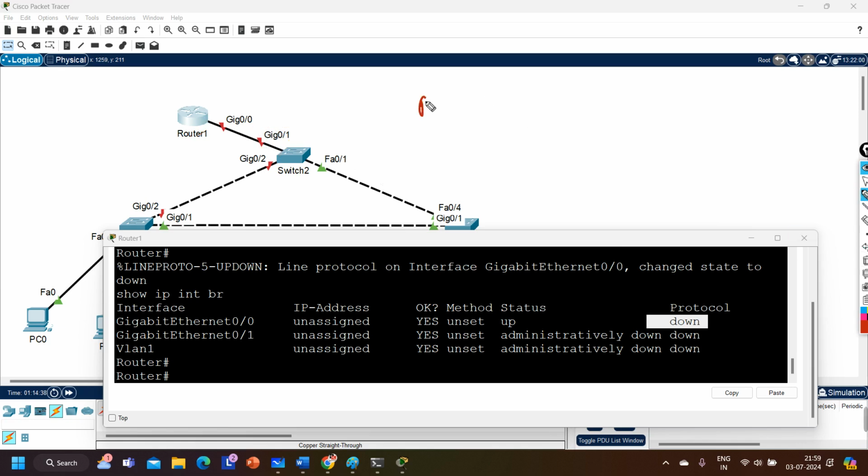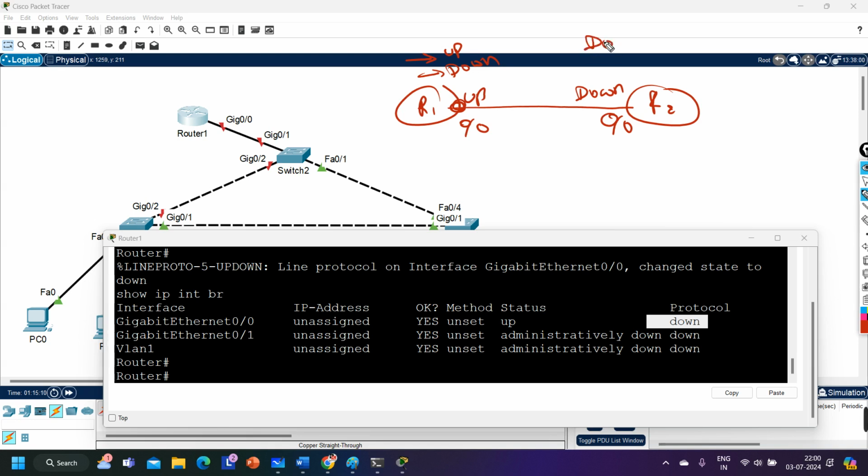Done. You have two routers R1, R2, 0/0, 0/0. Say this port is up, this port is down. Tell me status will be what here? Status will be up, na bro, because this port is up. Administratively this port is up, but their line protocol is down, so line protocol is going to be down. On router number 2, status is going to be what? Down, and line protocol is also going to be what? Down. Clear?